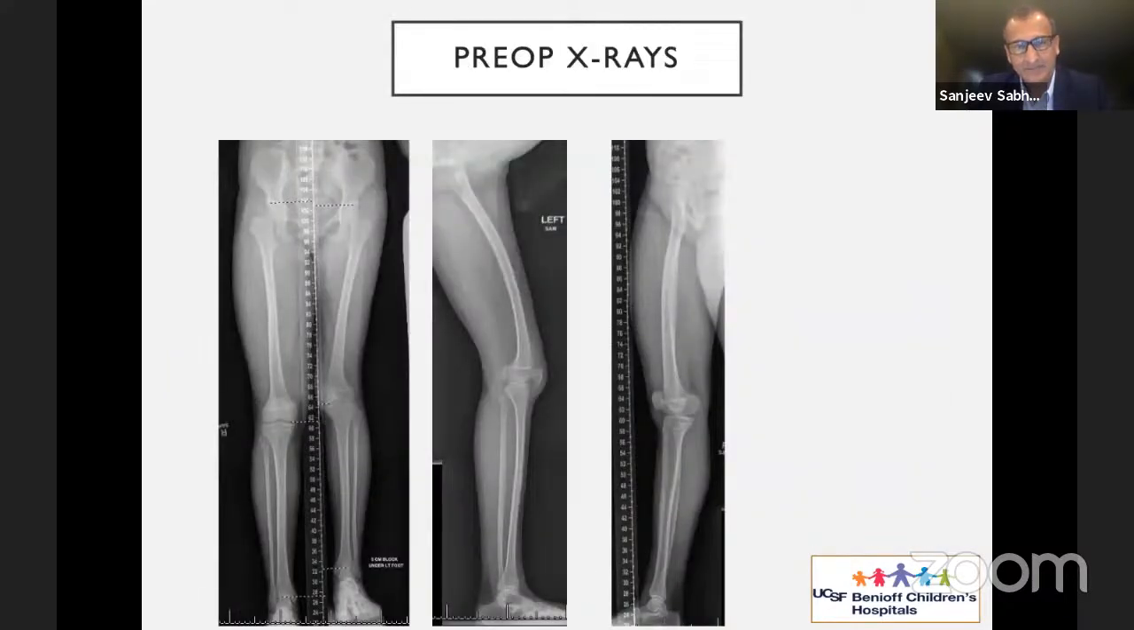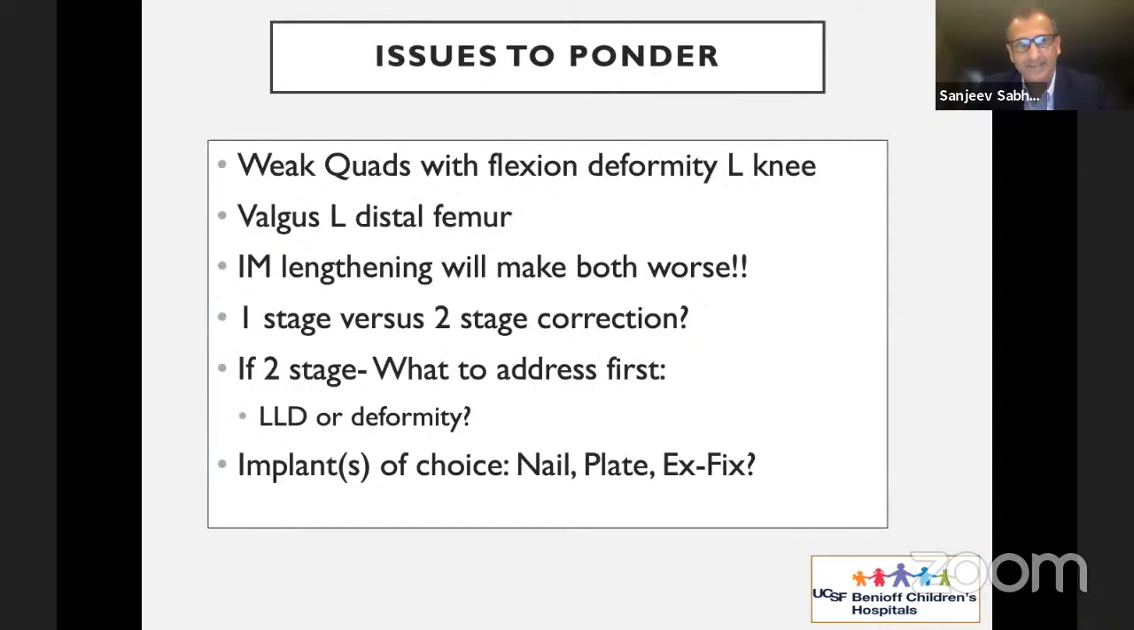So, these were her x-rays. She had 5 centimeters of shortening, or 5.5, 6 centimeters of shortening. She had a flexion deformity. She was in valgus. So clinically, okay, this is not polio, but I learned a lot from my previous experiences, around people who knew about polio and talked about it.